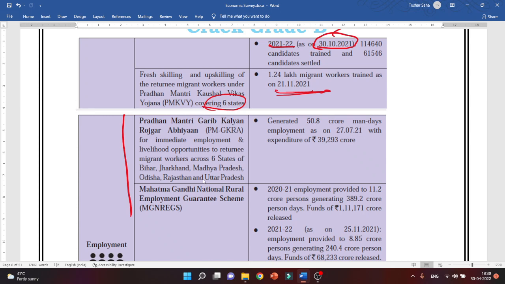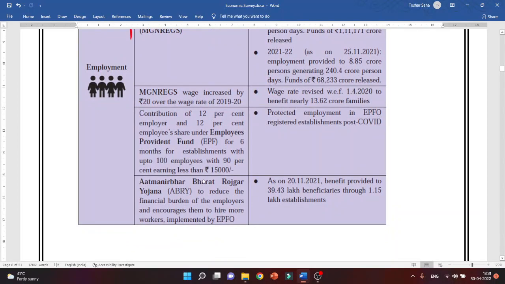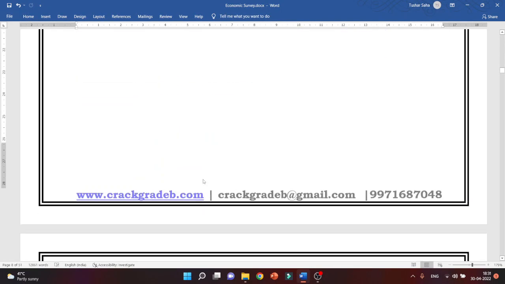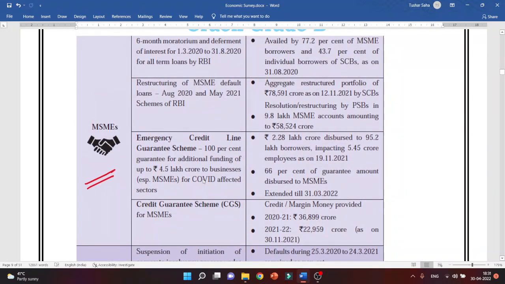So I'm not reading all those for you because this is already given in the economic survey material that we have. So just scrolling through it, you can read for employment, then you can read for MSME. So look, MSME, one very important thing is that ECLGS, okay, which you should remember by heart. So there is nothing in ECLGS that you can miss.